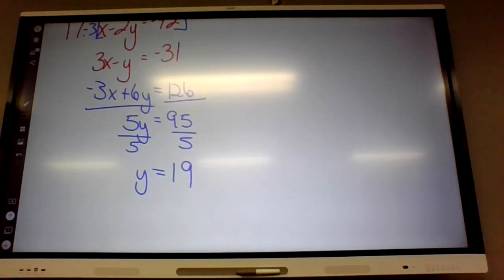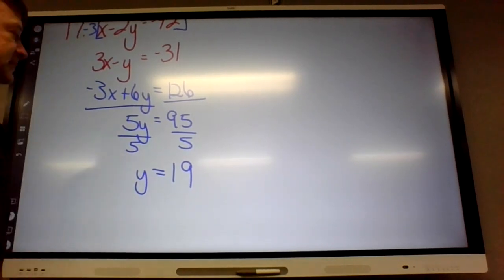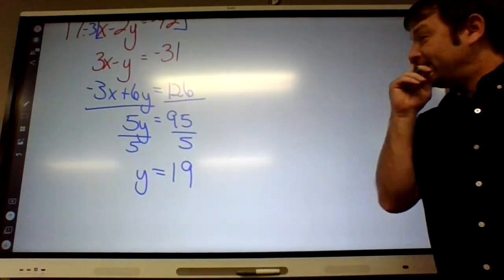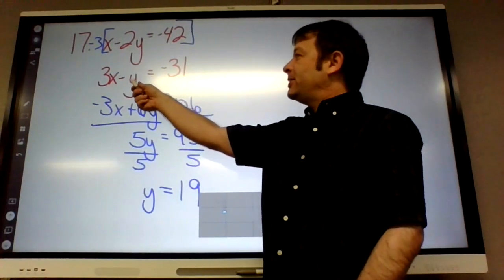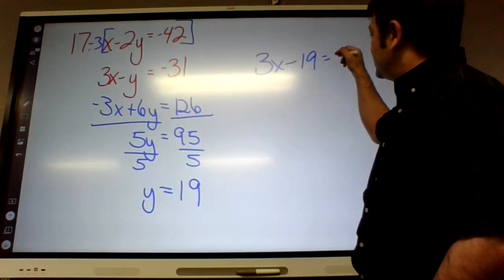Divide by 5, we get y is 19. That's a big number. Our worksheets didn't have numbers that big, but the book is not the worksheet, so that is right. Y is 19, and then I'll plug it right there, I guess. 3x minus 19 equals negative 31.